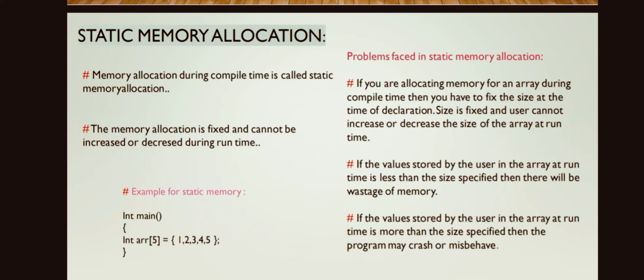Memory allocation at the runtime is known as dynamic memory allocation. In this, the memory allocation is not fixed and can be increased or decreased during the runtime. There are four built-in functions used in dynamic memory allocation, and they are malloc, calloc, realloc, and free. An important thing is that a pointer plays an important role in dynamic memory allocation, because allocated memory can only be accessed through a pointer.